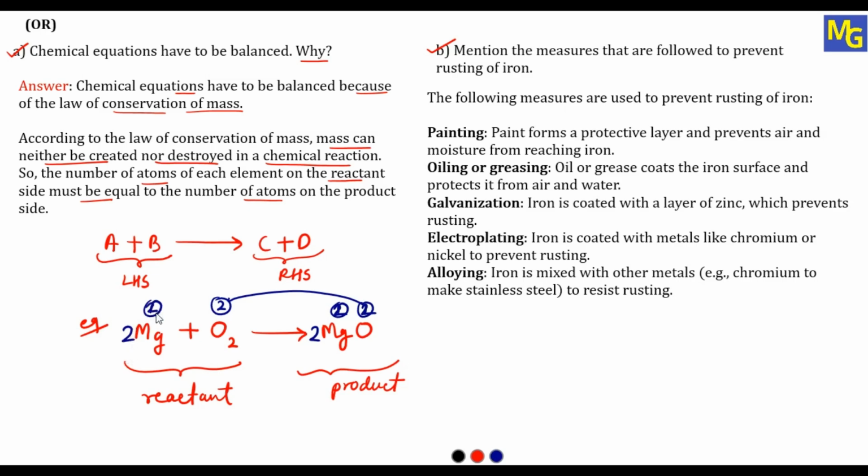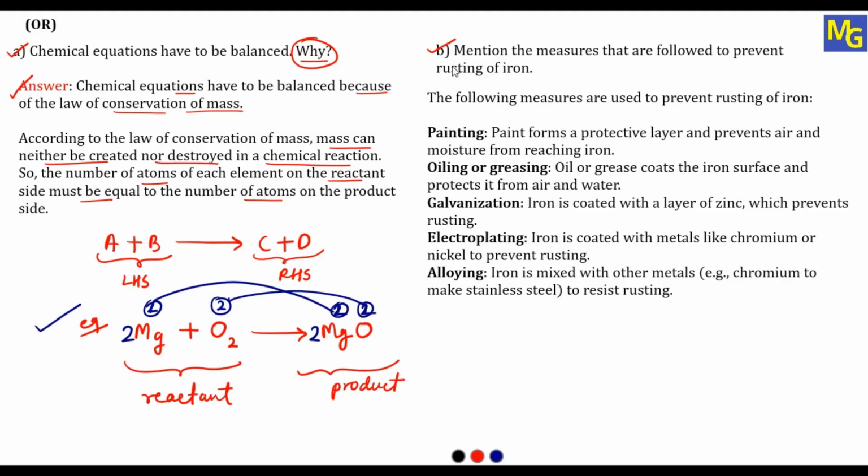Now this Mg also becomes 2 and 2, so it will also get balanced. Such a type of reaction is called a balanced reaction. So this is the correct reaction according to the law of conservation of mass. This is the example which I told you, but in this question they have not asked for any example. You just have to give the reason, and the reason is this which I have written here.